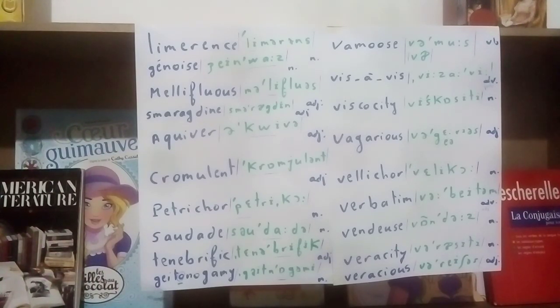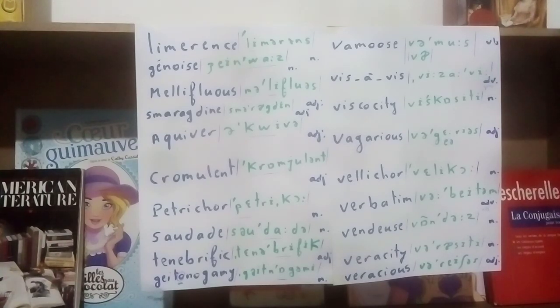Vendeuse. The penultimate word is veracity. Veracity, a four-syllable noun. The second syllable ra should have the stress. Veracity. And then the last word is veracious. It's also a three-syllable adjective. The second syllable ray should have the stress. We say veracious. Now let's practice them and also add their meaning.